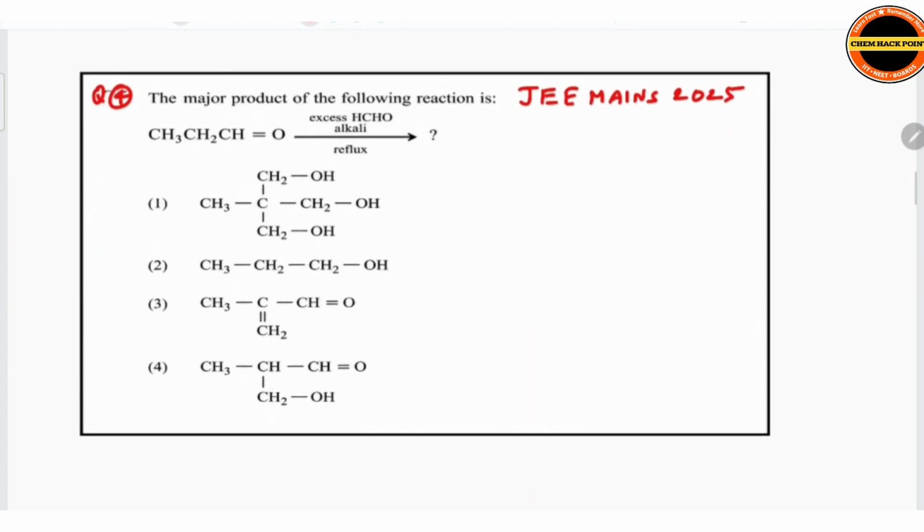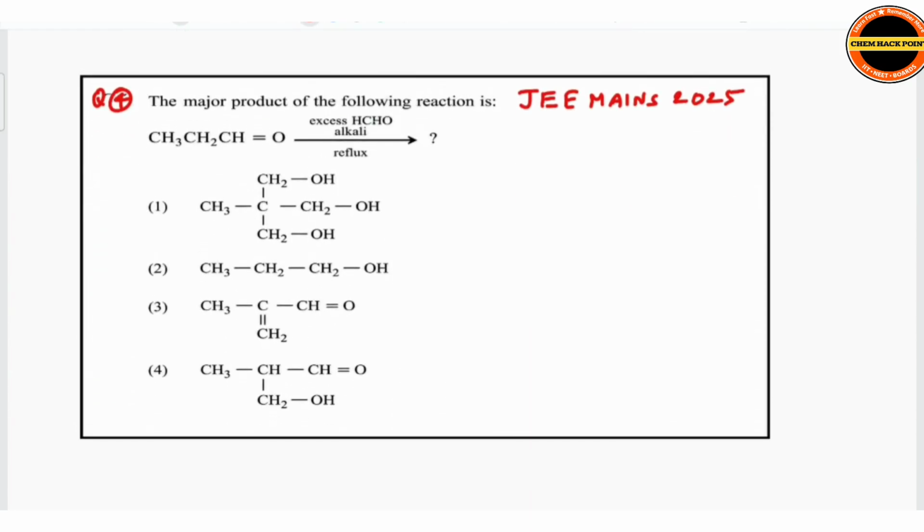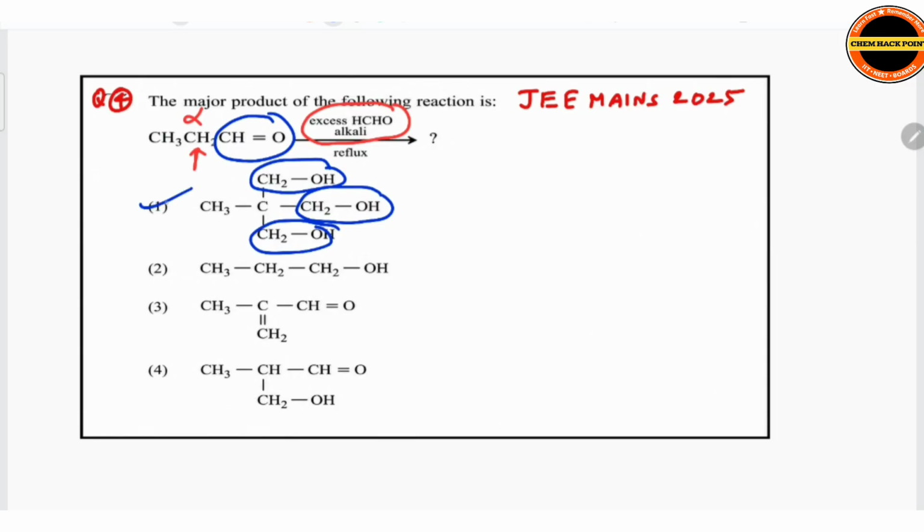Next, the major product of the following reaction. Here we know whenever excess formaldehyde is given, it is an aldol condensation reaction. All alpha hydrogens are converted into CH2OH. How many alpha hydrogens are here? All alpha hydrogens are converted into CH2OH. So here CH2OH, CH2OH, CH2OH. Here 2 alpha hydrogens are converted into 2 CH2OH. This you have to remember: in aldol condensation, whenever excess HCHO is given, all alpha hydrogens convert into CH2OH. So the first option is correct.